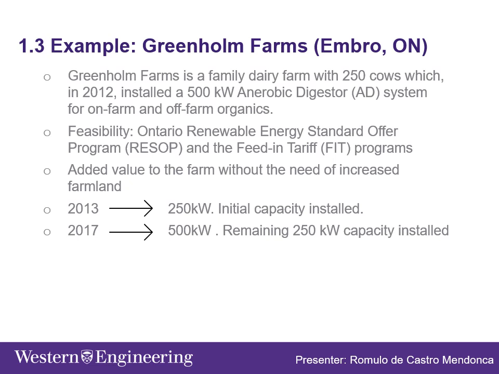The feasibility was assessed through two programs, the Ontario Renewable Energy Standard Offer Program and the feed-in tariff programs. Added value to the farm without the need of increased farmland was a big bonus from these programs. So in 2013, the farm finished installing the first part of the project, which was 250 kilowatts. Then in 2017, the remaining 250 kilowatts capacity was installed.